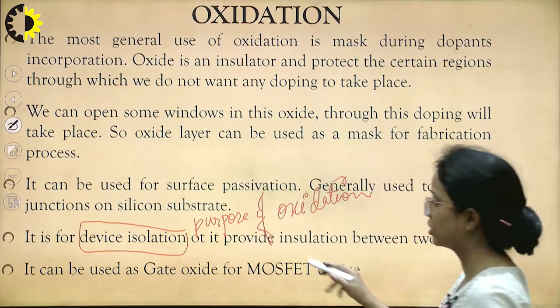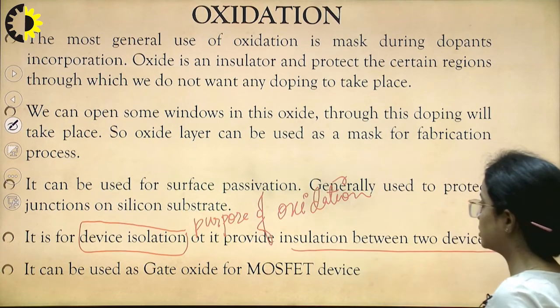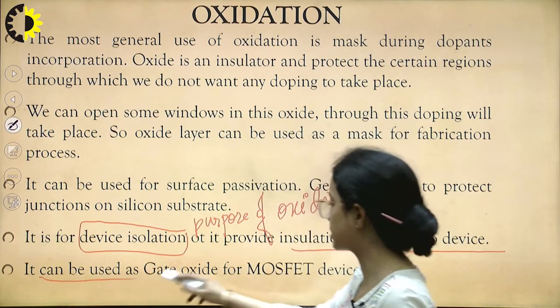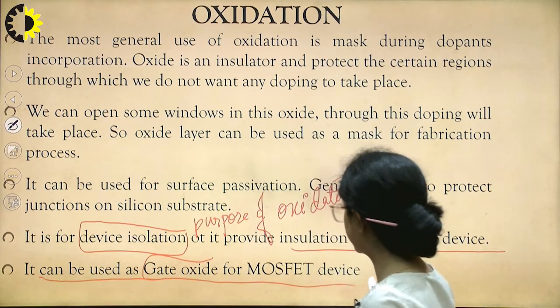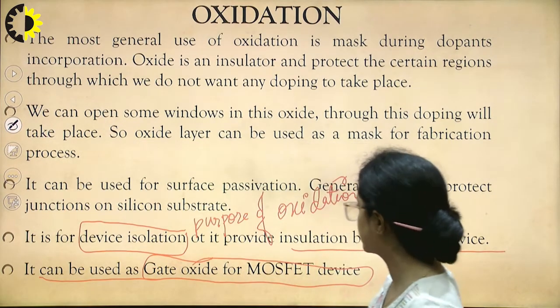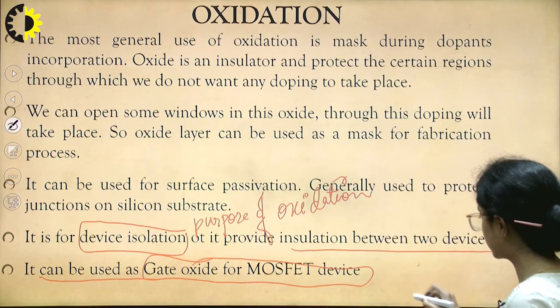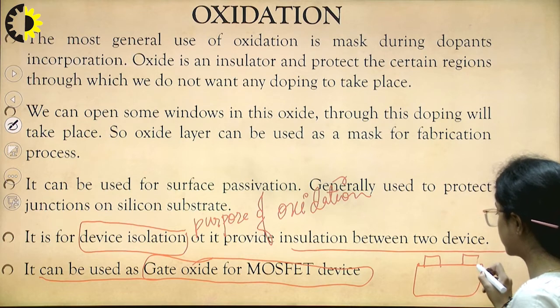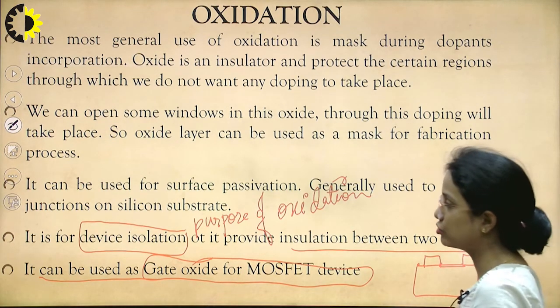Device isolation provides insulation between the two devices. It can be used as gate oxide for MOSFET devices. Now we have to study what we need for a MOSFET. Let's say this is a MOSFET, and this is a drain region, this is a source region, and this below is the channel region.